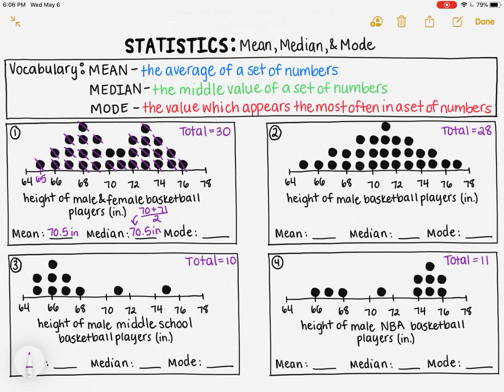So you can also just think about that without calculating. If you're looking for the number that's exactly between 70 and 71, it must be 70.5.